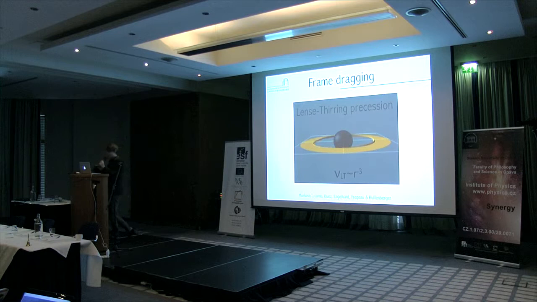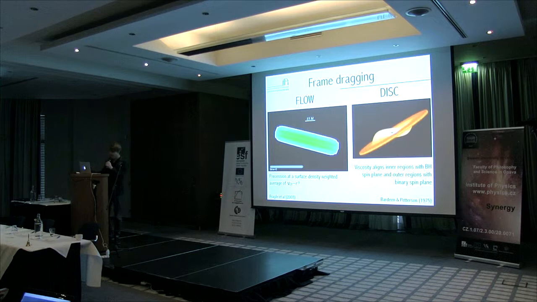But we're not considering a test mass. We're thinking about an accretion disk and this inner flow, this inner hot plasma. So there's not just gravity happening, there's not just the metric, there's also other physics. The inner regions are trying to precess faster than the outer regions. So the question is, is that allowed to happen, or does the extra physics, the communication between different regions of the disk, prevent that from happening?